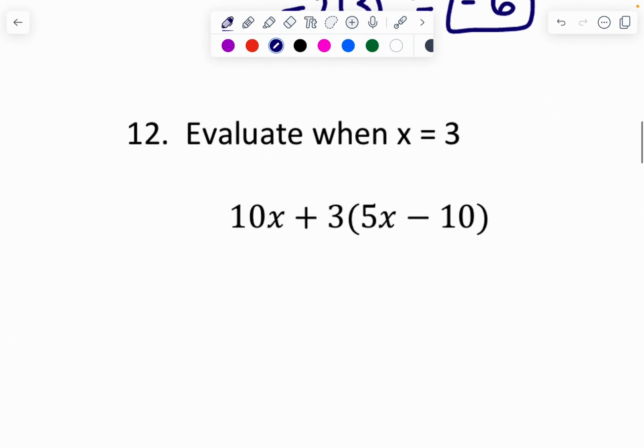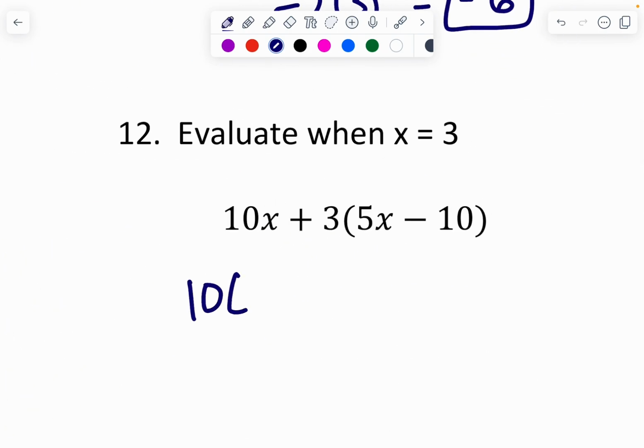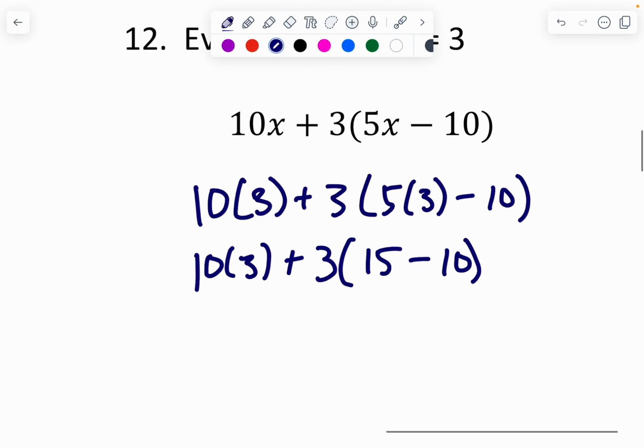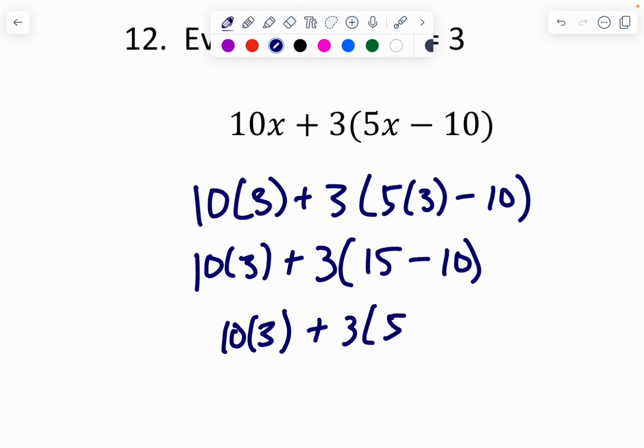All right, so you can see here, same thing. Instead of X, plug in the numbers that you're supposed to do. 10 times 3 plus 3. In here we have multiplication, then we'll have subtraction. Again, just going by the order of operations. This becomes 30, this becomes +15. You add them, you get 45.